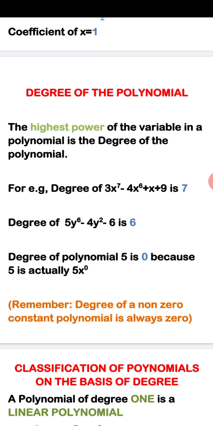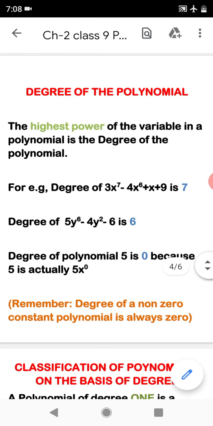One more example. 5y raised to power 6 minus 4y square minus 6. Here, the power of y is 6, 2 and again 0. Which is the highest one? Yes, 6. So, degree of this polynomial is 6. Now, degree of polynomial 5 is 0. Why? Because 5 is actually 5 into 1 or 5 into x raised to power 0. So, there is only one term here and the power is 0. Right? So, always remember that degree of a non-zero constant polynomial is always 0 only.